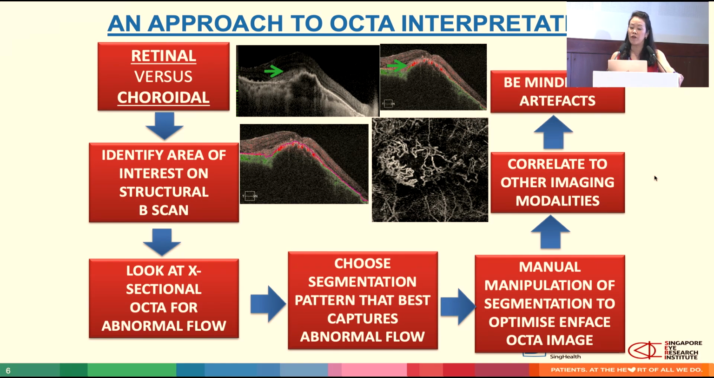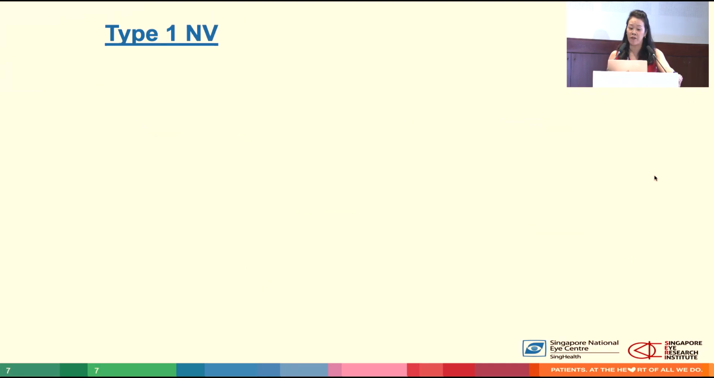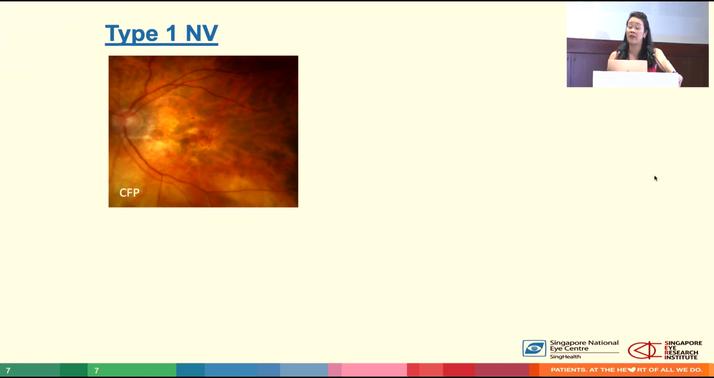This is a good overview on how you can look for the area of interest on OCTA, because OCTA as a technology is only useful if you are able to be good at OCT and you are looking for the area of interest. Let's go into some of the AMD lesions.